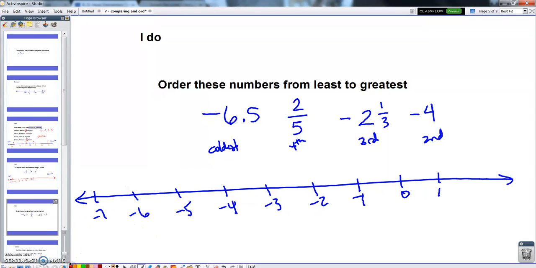So -6.5 is -6 and then another half. So between -6 and -7, it's right there. Make that red. Positive 2/5. That's more than 0 but less than 1. It's about right there.